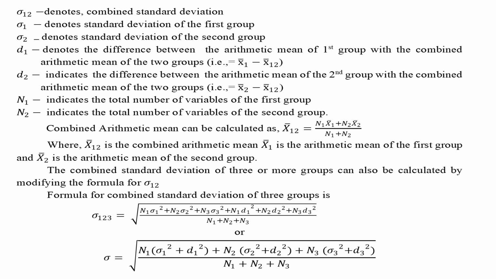The combined standard deviation of three or more groups can also be calculated by modifying the formula for small sigma 1 2, or standard deviation 1 2. The formula for combined standard deviation of three groups is well presented here.